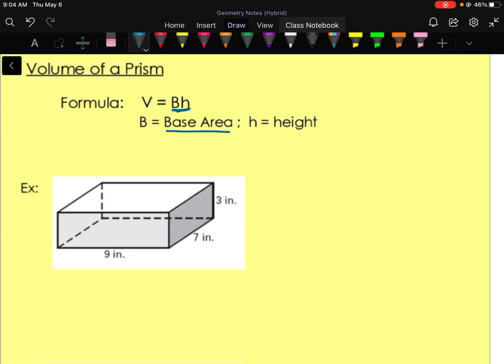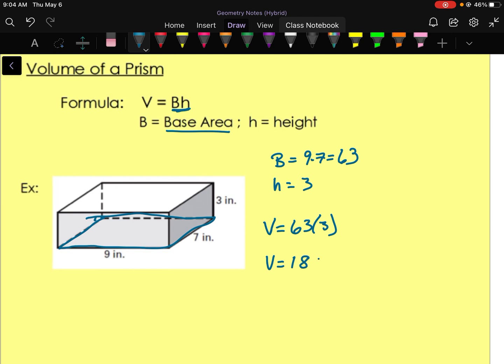Using the same diagram, we can find the volume. So we still need our base area. Again, this is what we're calling our base. So 9 times 7 is going to be 63. And we need our height, which is 3. So the volume is going to be, I wrote 63 backwards, 63 times 3, which is 189 inches. Now that we're in volume, we're talking all 3 dimensions here. So our units are going to be cubed.